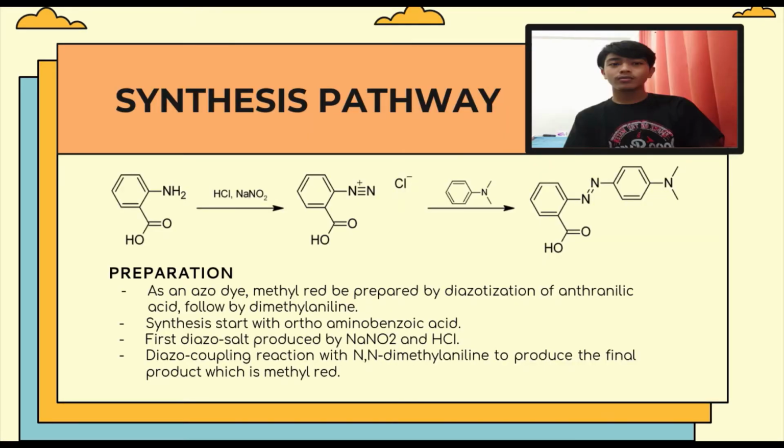Synthesis pathway of methyl red. As an azo dye, methyl red can be prepared by diazotization of anthranilic acid followed by coupling with dimethyl aniline. Firstly, synthesis starts with ortho-aminobenzoic acid and the first diazonium salt produced by sodium nitrite and hydrochloric acid. Then, the diazonium coupling reaction with N,N-dimethyl aniline produces the final product, which is methyl red.